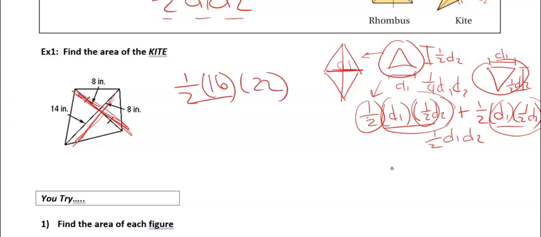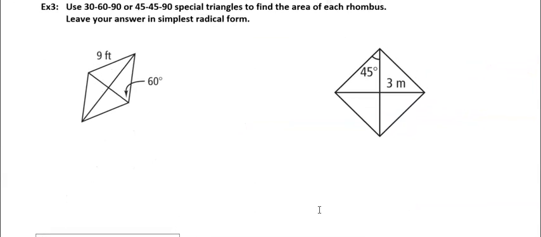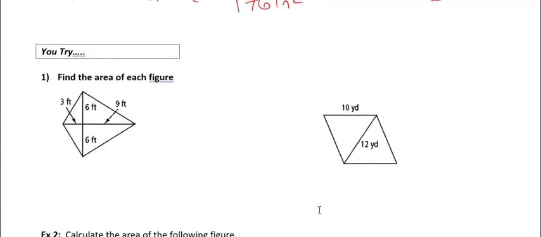Okay, what is 1/2 of 16 is 8. 8 times 22. Calculator, please. I got you. What is it? 176. 176 inches squared. So when they give you diagonal 1 and they give you diagonal 2, this is super easy. You just put it into the formula. Now, obviously, you're going to have right triangles involved, and I'm going to make you use Pythagorean theorem and stuff like that. So since we're running low on time, let's go ahead and do the rest of the problems together.